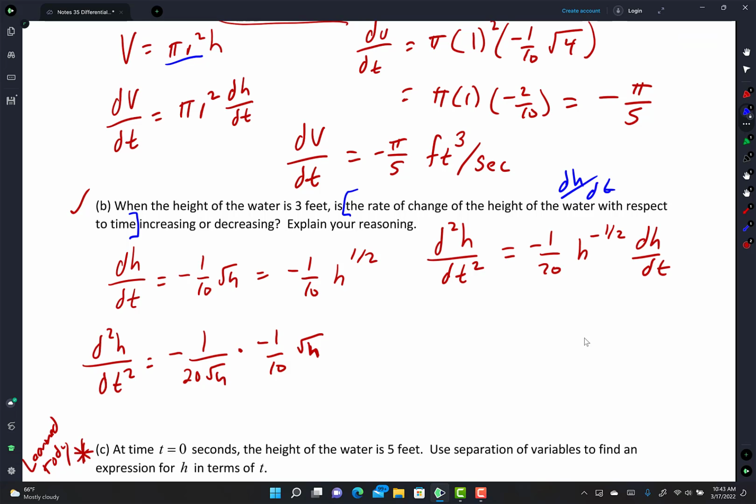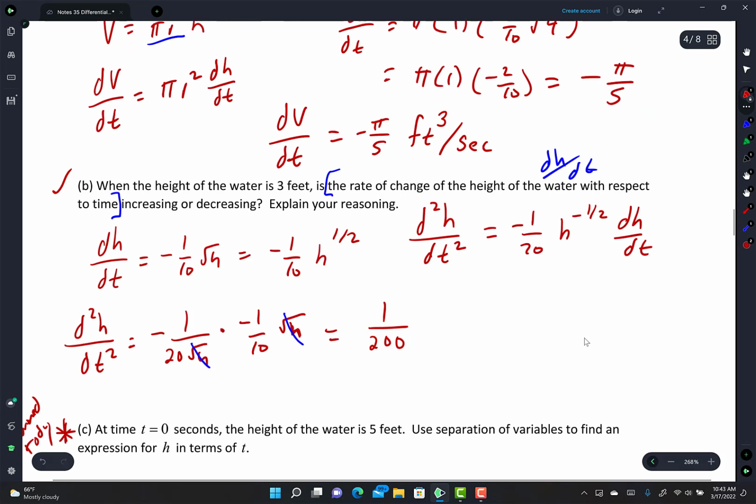Let's evaluate. You guys ready? They did tell us that the water is 3 feet, but I don't even think I'm going to need it. Do the square root of h's cancel out? They do, guys. I don't even need it. So what is negative 1/20th times negative 1/10? It's going to be a positive 1 over, what's 20 times 10? 200.